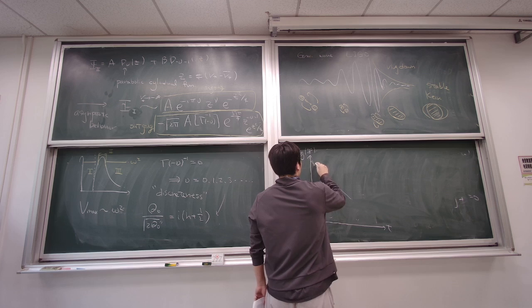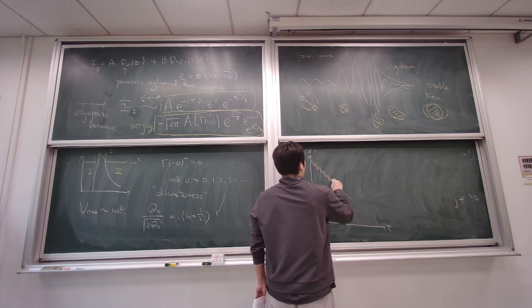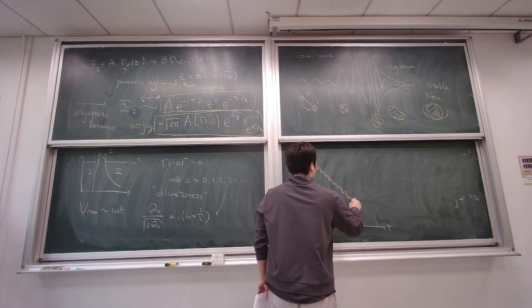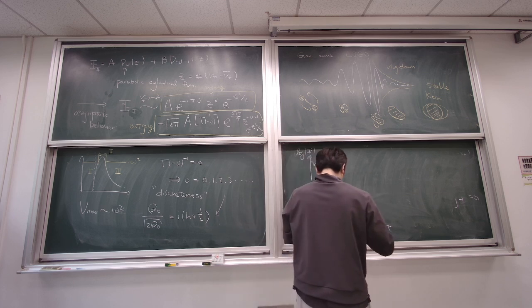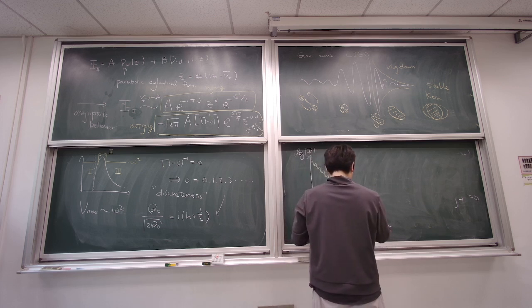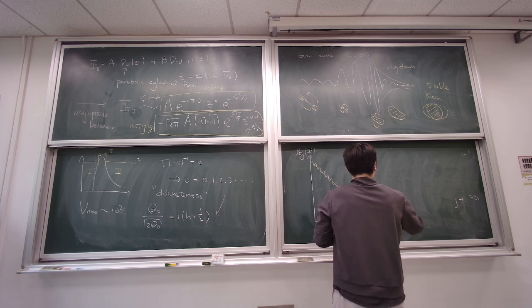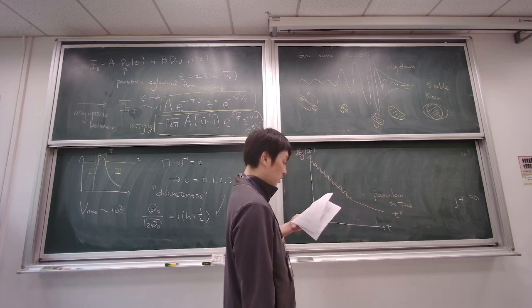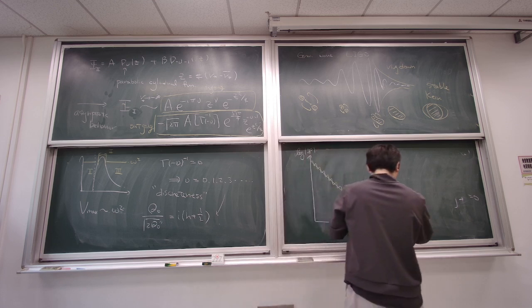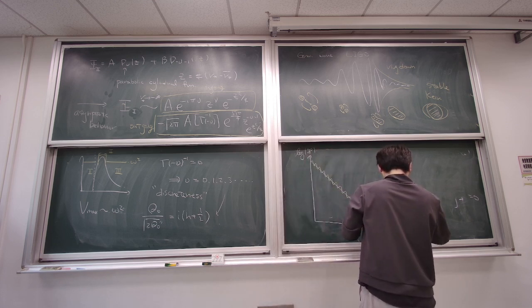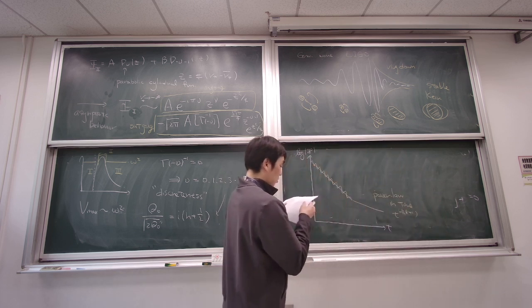This part is the quasi-normal mode. And after that, it becomes a power law in time: t to some negative power, something like minus (2L plus 1).